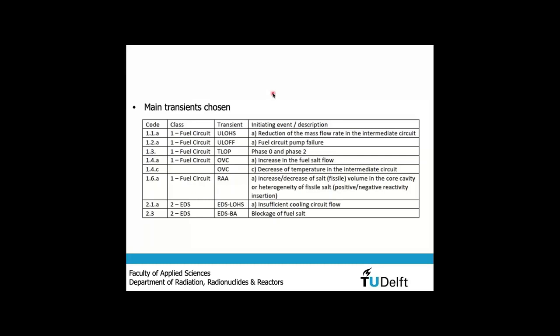Another category of accidents is the insertion of reactivity, so either positive or negative. Now, these are all related to the core itself, so let's say the primary circuit. And the second, which I will not really discuss, is for the emergency draining system. And you can envision all kinds of transients going on over there, and of course, multiple physics interacting together.